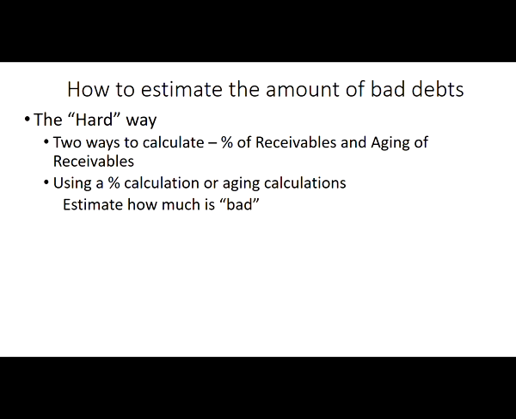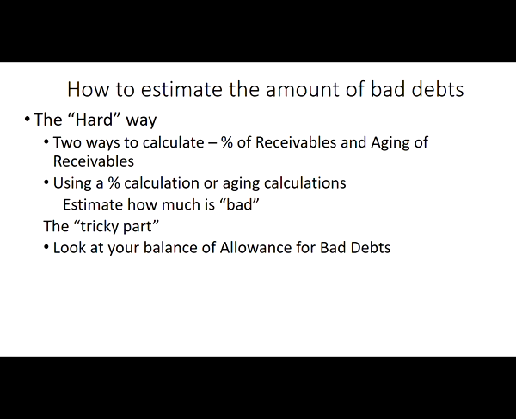But that's the point. The point is to estimate how much of our accounts receivable isn't any good. We think this accounts receivable is not any good. That's essentially what we're doing. And it'll be either a percentage of receivables or using aging. And once you get that estimate, that figure for how much of your accounts receivable is bad, then here comes the tricky part.